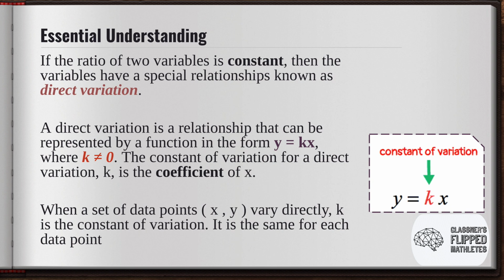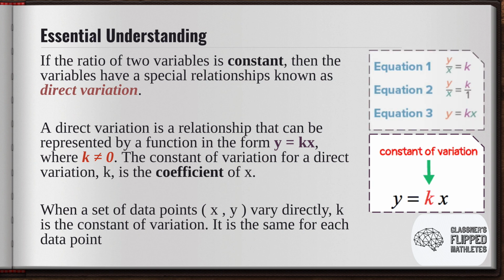When a set of data points, for example x, y, vary directly, k is that constant of variation, and it is the same for any two data points. The equation for k can be derived from y equals kx, the equation for direct variation. If you take y equals kx and divide both sides by x, you get y over x equals k. So k equals y over x is another famous equation that can be used to find the constant of proportionality. We'll see that a little bit more in a second, but it's really just a reworking of y equals kx using literal equation skills.